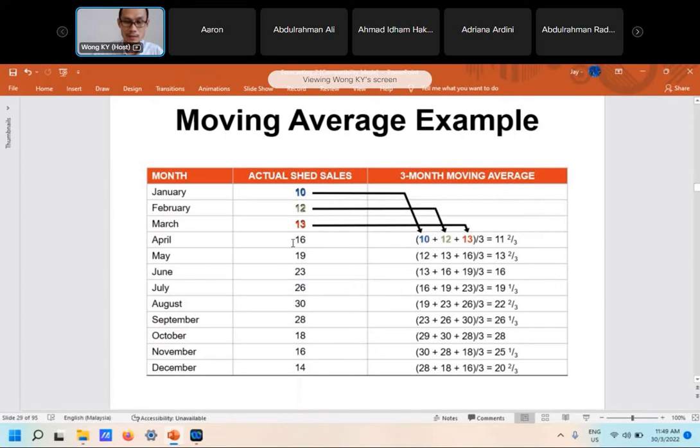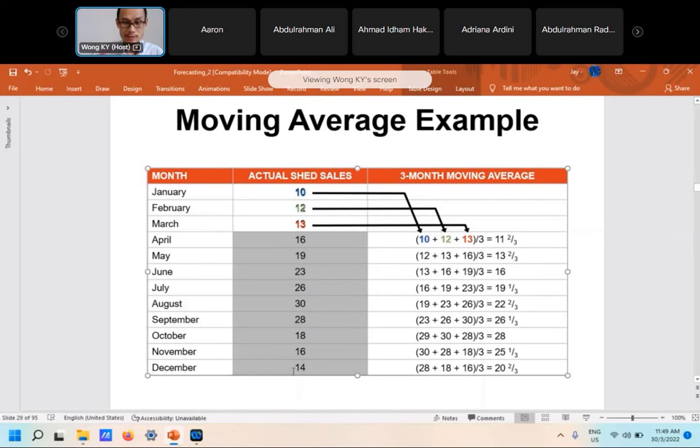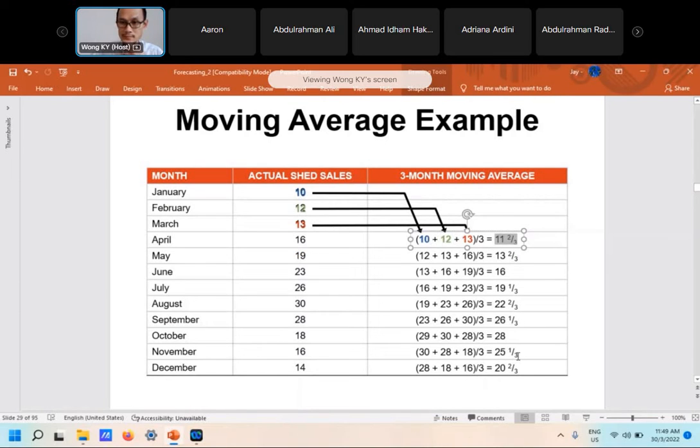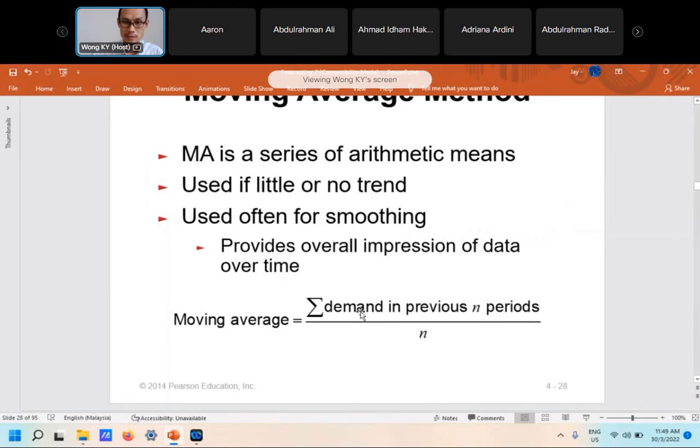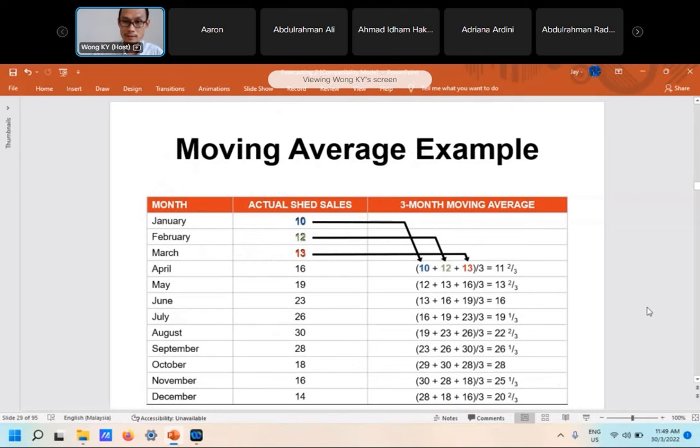Now please understand the values on the left here are the actual values, the actual sales, the actual demand values. The ones you calculate on the right here are the forecast values. So this equation is applied to the actual demand value. You have to calculate the moving average of the actual demand value, not the forecast value. You don't go and calculate the average of the forecast values. You have to calculate the average of the actual demand values based on how many periods the question mentions.